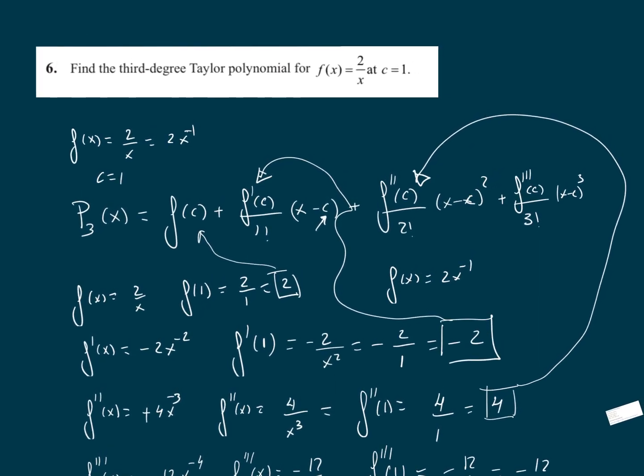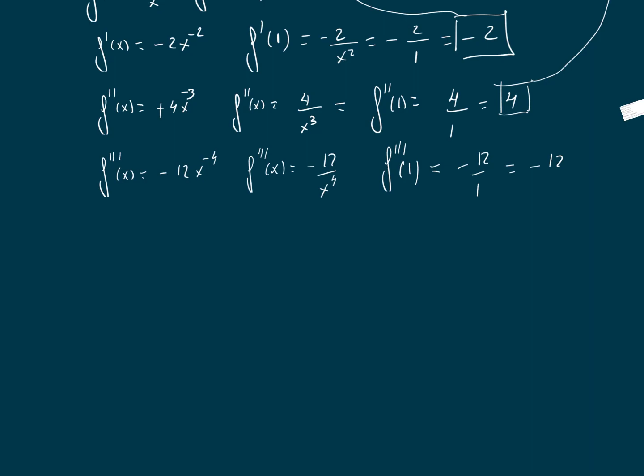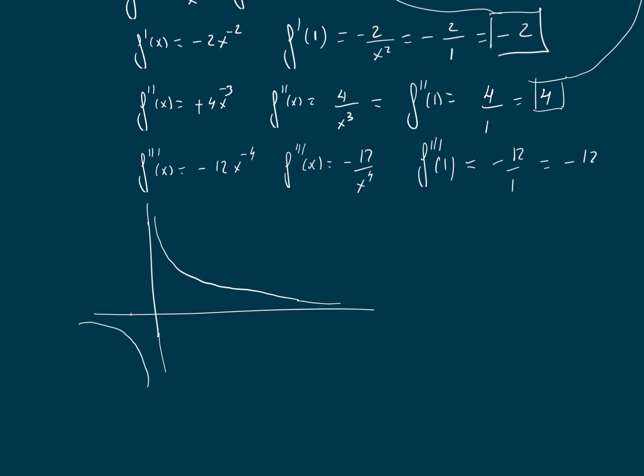This function, 2 divided by x, is something like this. When x is positive, it has an asymptote at x equals 0, and when x is negative, the function goes like this. But now we are centered at the point 1, and we are constructing that polynomial that will agree with the function in the value of the function, the first derivative, the second derivative, and the third derivative of the function.